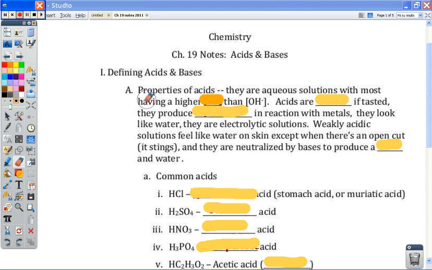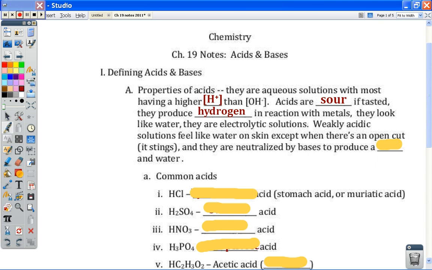So first of all, we're starting with acids and bases. Please be sure to say the word acids correctly. Starting with properties of acids, we're going to identify the properties of acids and bases. Acids are aqueous solutions, with most having a higher hydrogen concentration than hydroxide concentration. They are sour if they're tasted. They produce hydrogen in reaction with metals. They look like water, and they are electrolytic solutions.